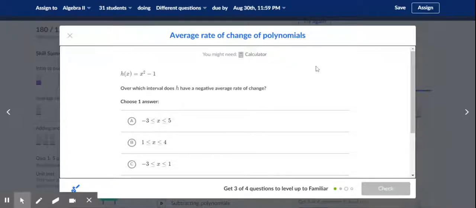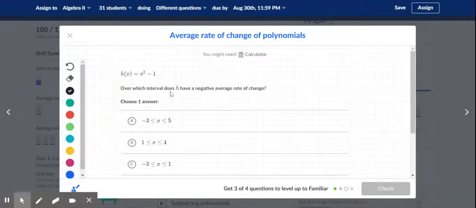All right, next lesson for today is average rate of change of polynomials. Which interval does h have a negative average rate of change? So from where to where? These are a little bit more work than we've had to deal with before.